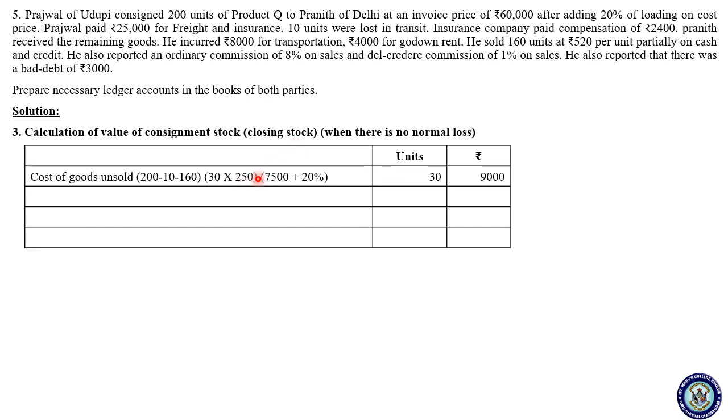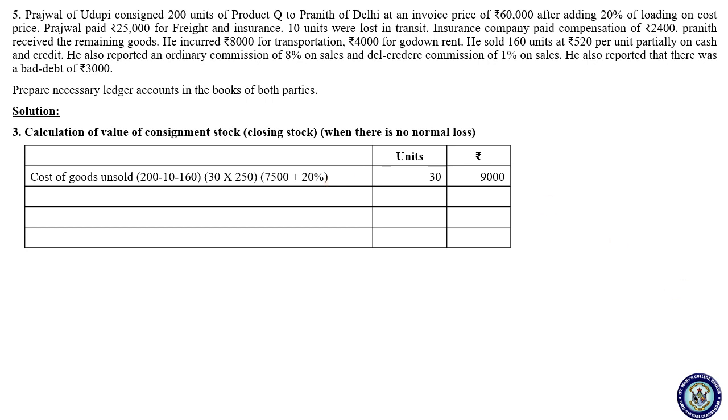Now what is the price? There are two ways to calculate the value. One, directly you can take 300. How did you get 300? 60,000 divided by 200 units, then you will get 300. So either 30 into 300 you will get 9,000, or 30 into 250 you will get 7,500. On that you add 20%. Okay, 7,500 plus 20% you will get 9,000. So two ways you can calculate the value. Either you directly multiply by 300, that is 60,000 divided by 200 units, or you just multiply by cost, then you can add the invoice price, that is the loading price of 20%.